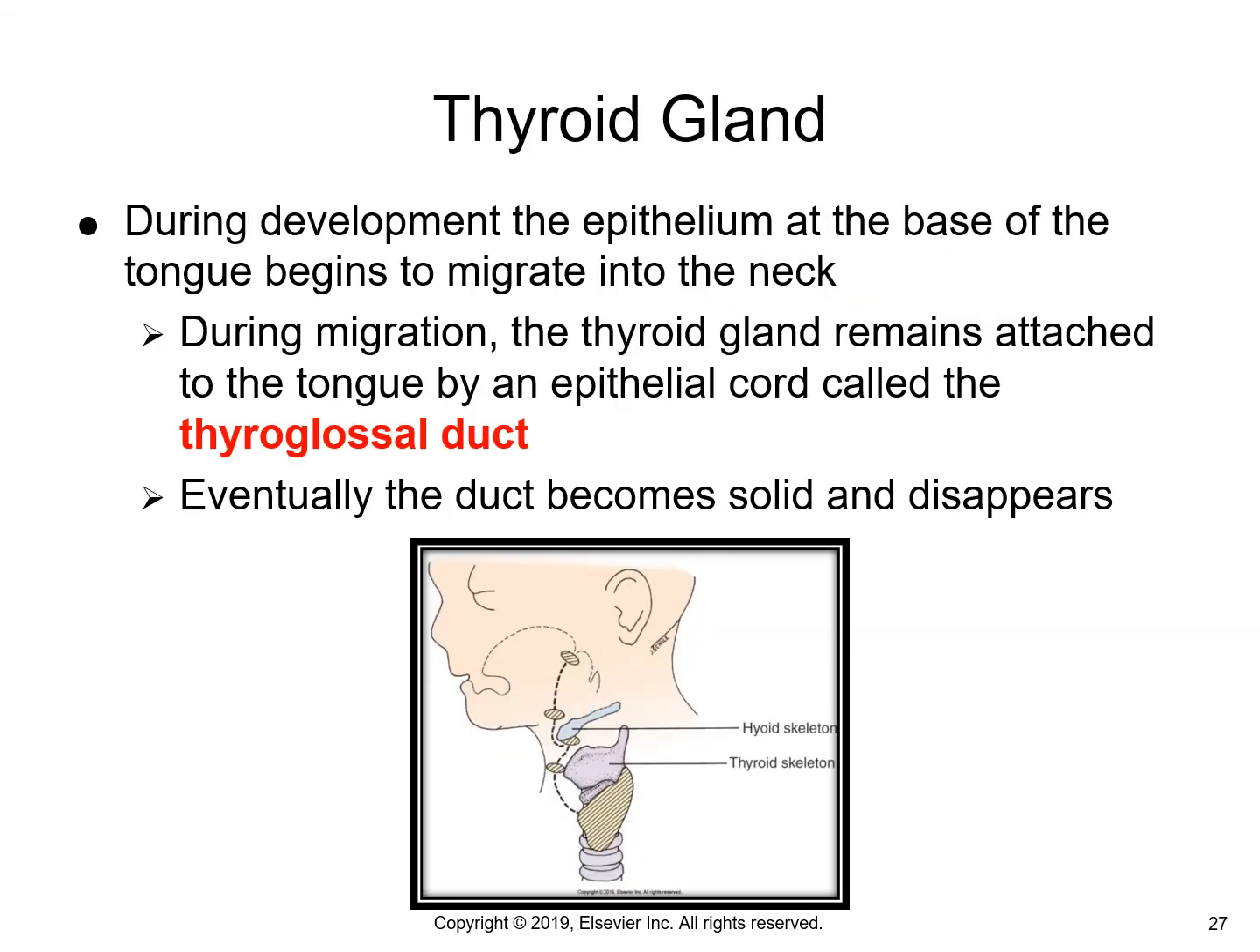As far as the thyroid gland, during the development, the epithelium at the base of the tongue will begin to migrate into the neck. During that migration, the thyroid gland remains attached to the tongue by an epithelial cord called the thyroglossal duct, and eventually that duct becomes solid and disappears. So the thyroid starts and then descends down into its final resting place down in the neck.